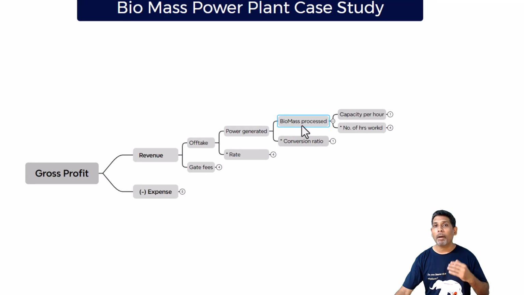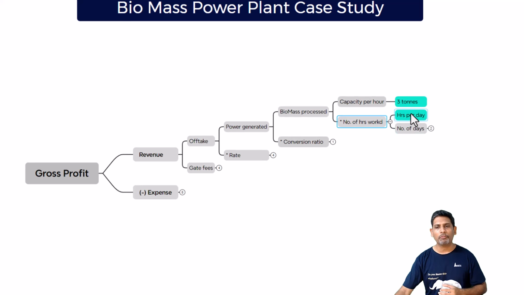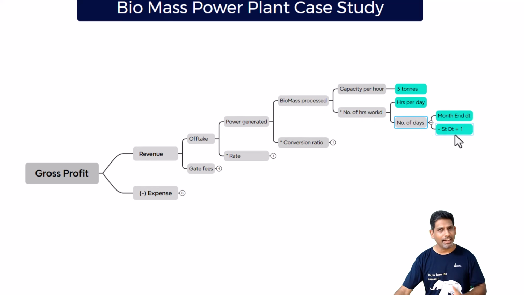How do we get the biomass processed? The plant has a certain processing capacity per hour. We're going to multiply that with number of hours worked. The capacity per hour is given to us as 3 tons. Number of hours, right now we have told that the plant will operate all through the day, that's 24 hours. And since we're going to model it on a monthly basis, we have to find out how many days the plant actually operated. This we can get it by taking the month end date, which we'll set up in our model, minus the month start date.